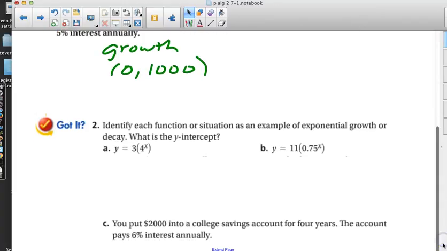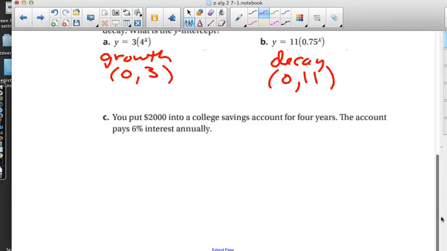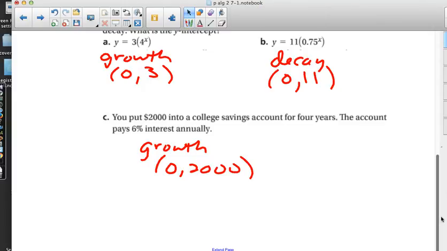I think we can just go through this one pretty quick here. Growth or decay? Y-intercept. A. Growth. A is 3. B. Growth or decay? Decay. A is 11. $2,000 in a college savings account for 4 years. The account pays 6% interest annually. Growth. A is 2,000. Just being able to tell the difference between those two.